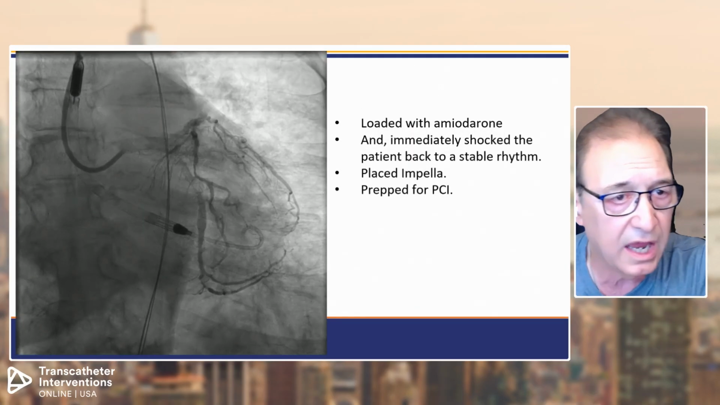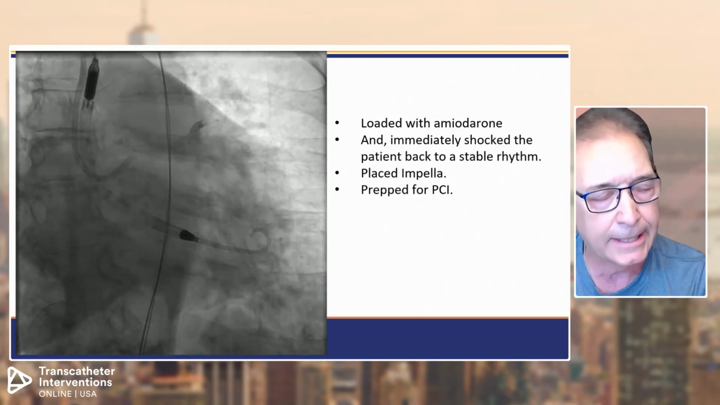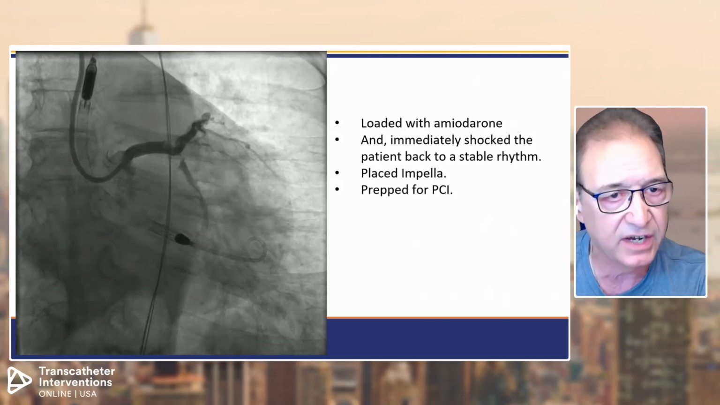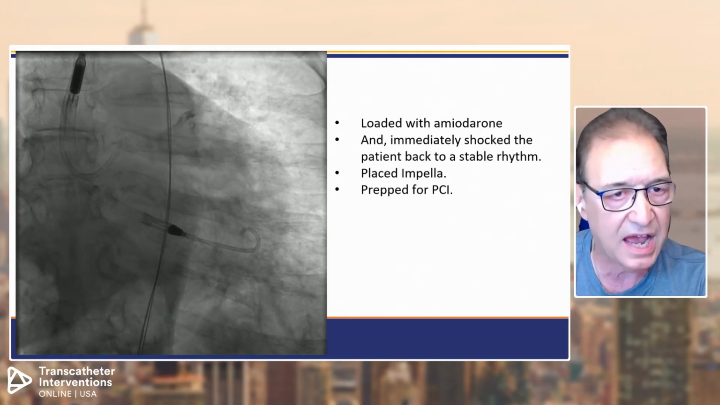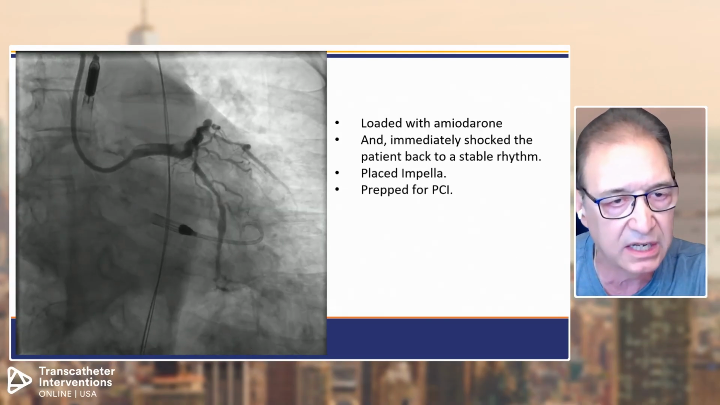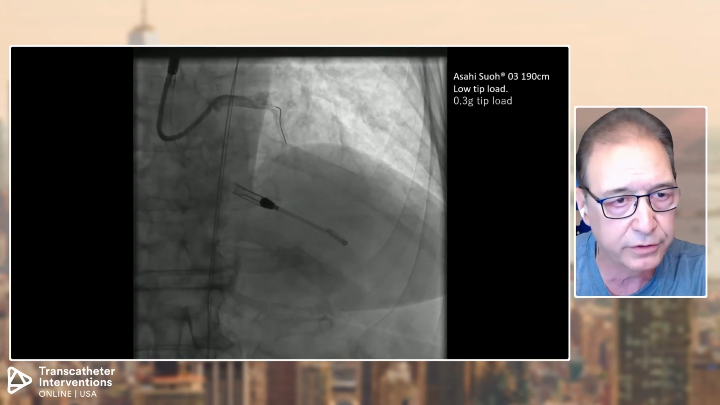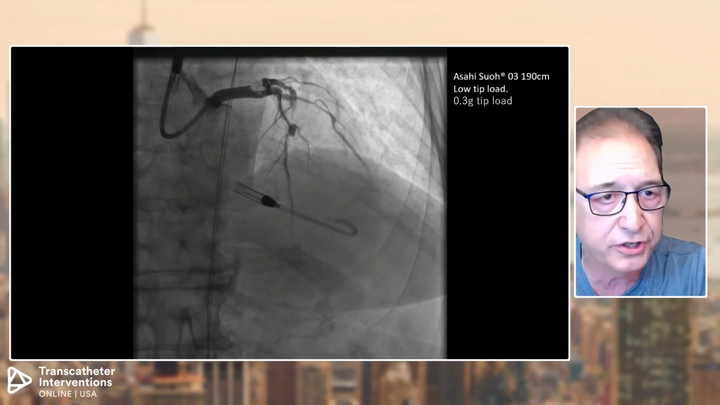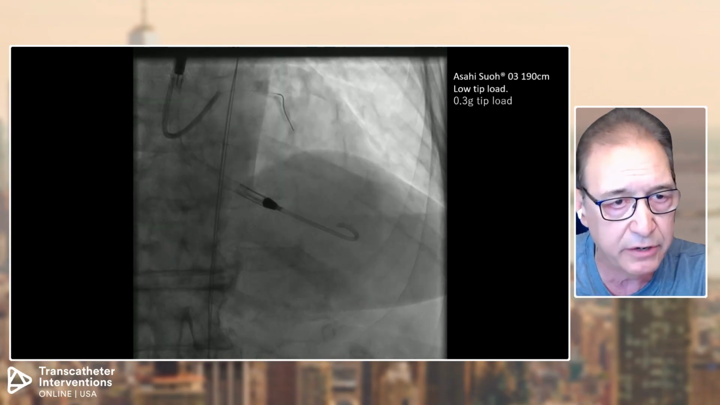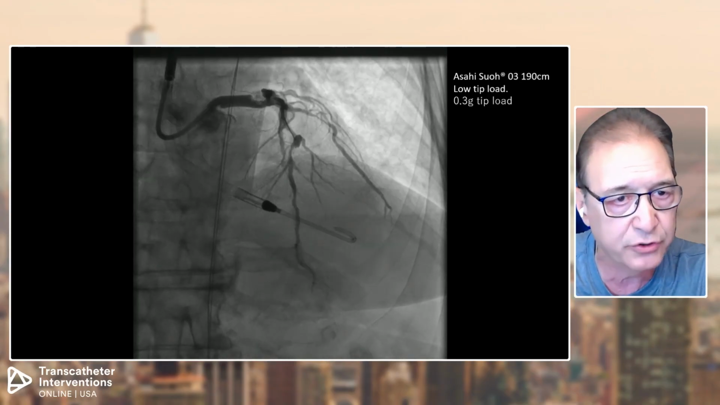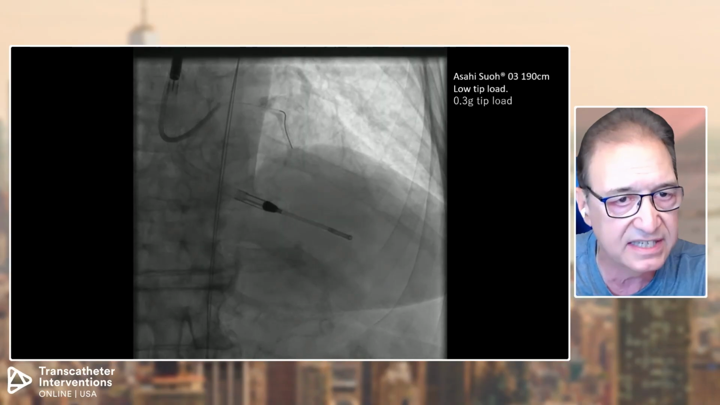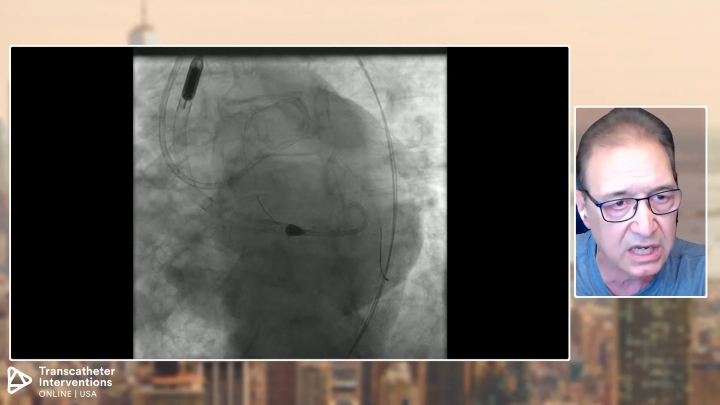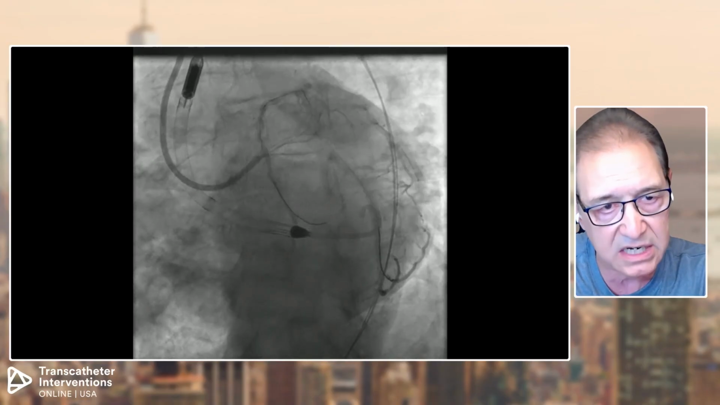So with everything that was going on, we felt that support would be prudent. We put a CP device in, loaded her with amio, shocked her back into a sinus rhythm, placed the Impella, and prepped her for coronary intervention. Used an appropriate wire to negotiate the high-grade disease in the LAD, as well as that aneurysm in the mid-segment. We used an Asahi Suho. And then we double wired, so we had wires both in the LAD and the circ.